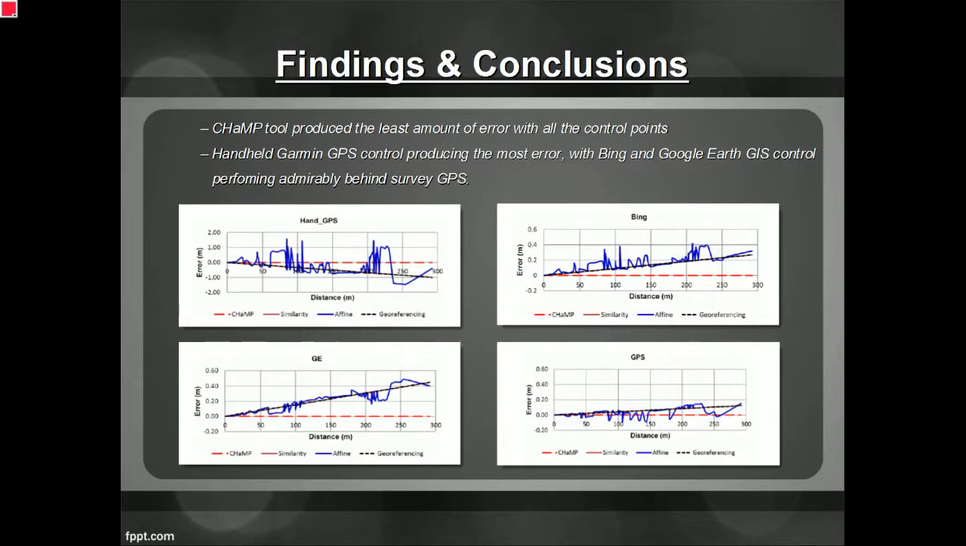Now, of course, the handheld Garmin GPS produced the most amount of error in all the different translations: a similarity translation, affine, georeferencing, which is basically just rubber sheeting, edge snapping, stretching. But the CHAMP tool proved to almost cause zero error in all four cases. The Bing and Google Earth control sets performed admirably, right around the middle ground. So now I will show you the actual CHAMP tool in action.